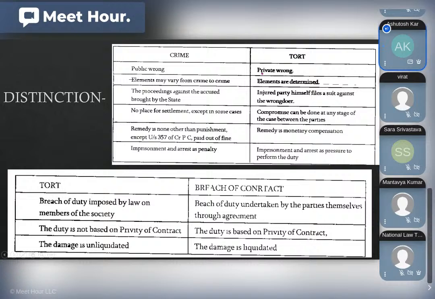तुम किसी के property में चले गए, there has been a trespass. Here the wrong is not against the public, but rather against a particular injured party जो कि एक suit file करता है तुम्हारे खिलाफ against the wrongdoer.